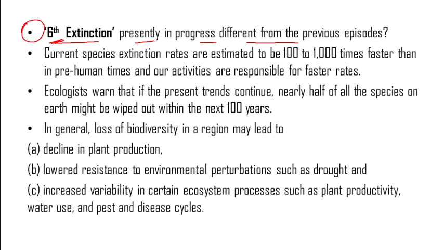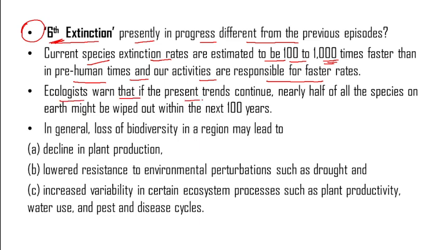Why is it different from the previous episodes? In the previous episodes of extinction, there was no human activity involved, but here, due to human disturbances, pollution and other reasons, the extinction rate has become higher. Current species extinction rates are estimated to be 100 to 1000 times faster than in pre-human times, and our activities are responsible for the faster rates.